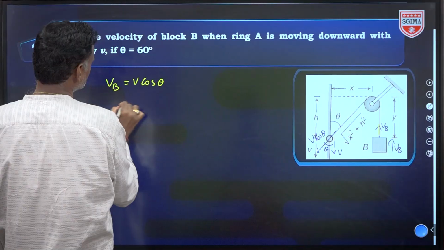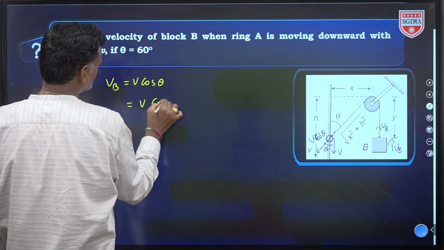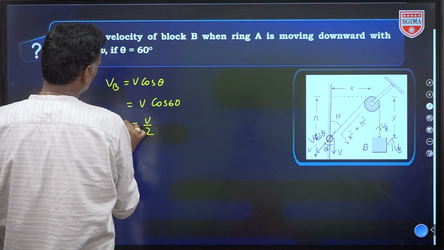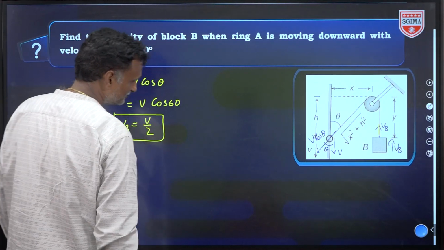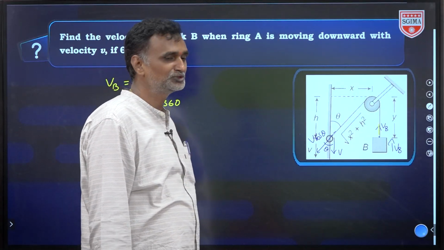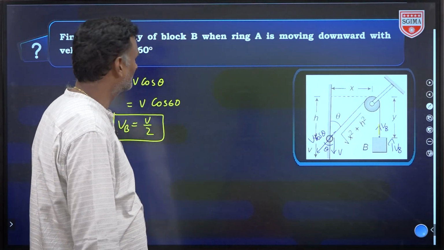They are asking the velocity of B only. This is V, and cos 60 they have given. Cos 60 is 1 by 2. This is the answer for the given question. Okay? So this is a very simple method to solve the question in this way.